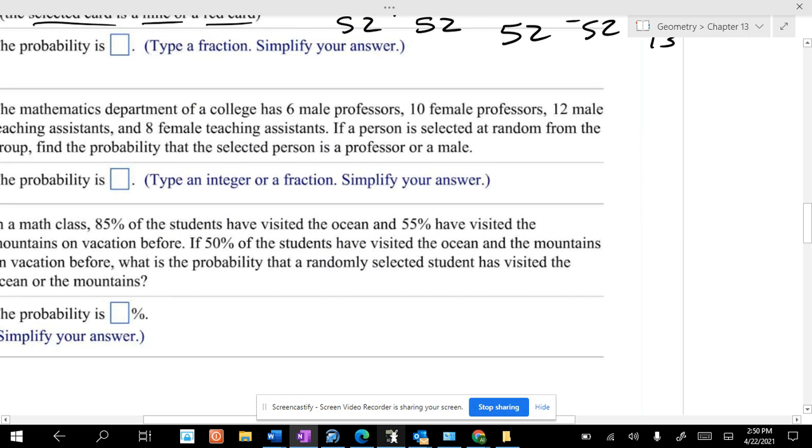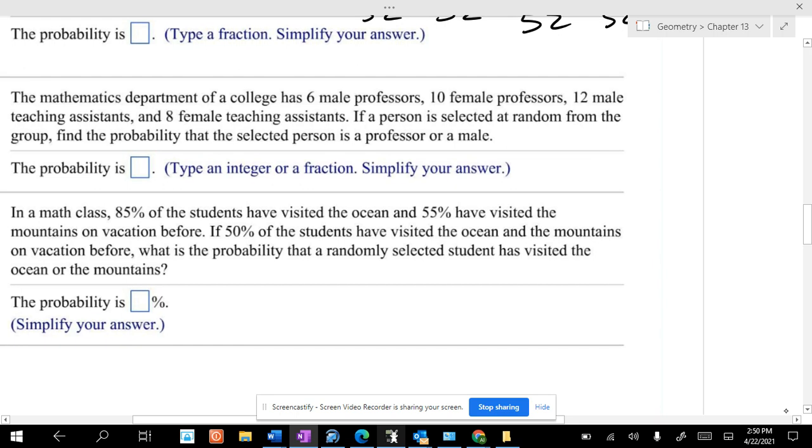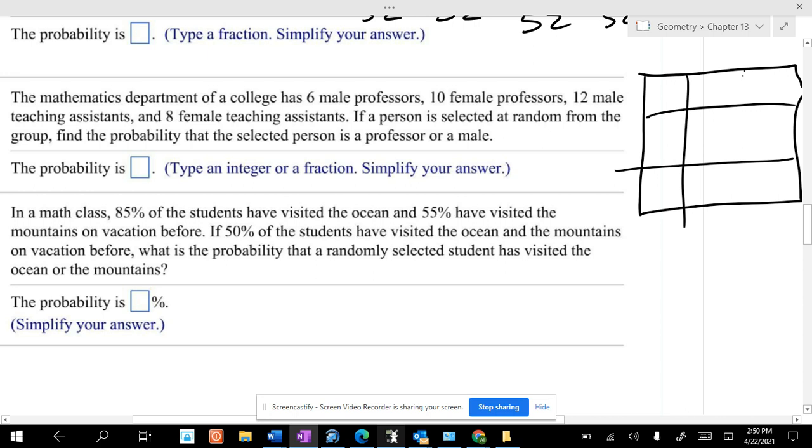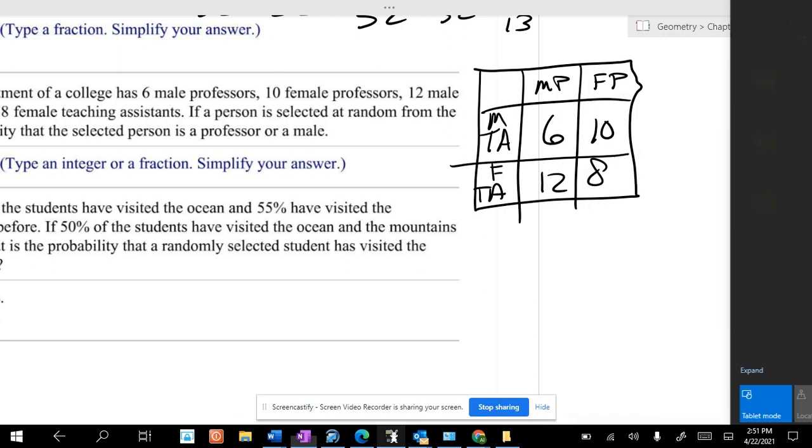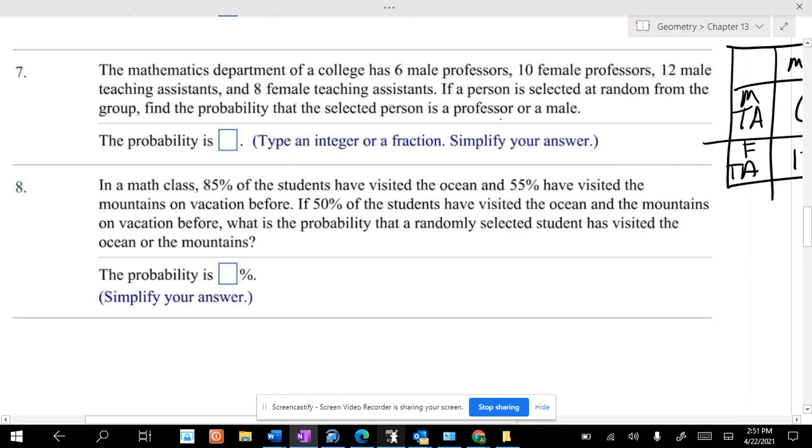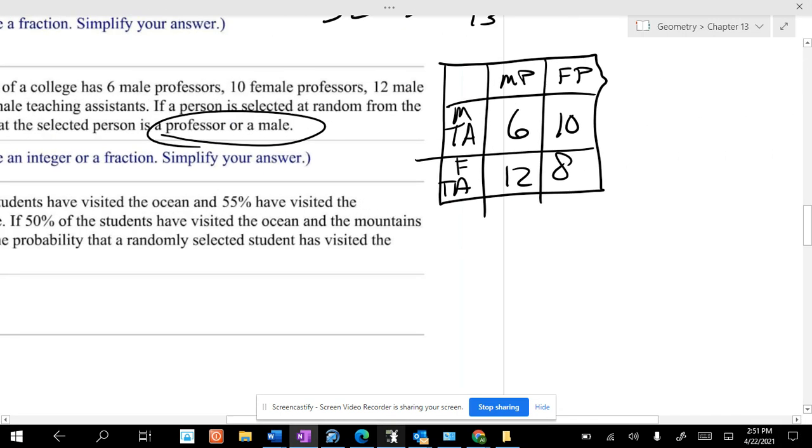Here's like the cards, but it's with professors. So I'll make a little box. Professors and teaching assistants. If we do professors in the top row, a male professor and a female professor, there are 6 male professors, 10 female professors. Then there are male teaching assistants and female teaching assistants. There's 12 male teaching assistants and 8 female teaching assistants. So what's the probability that you'll either have a professor or a male?